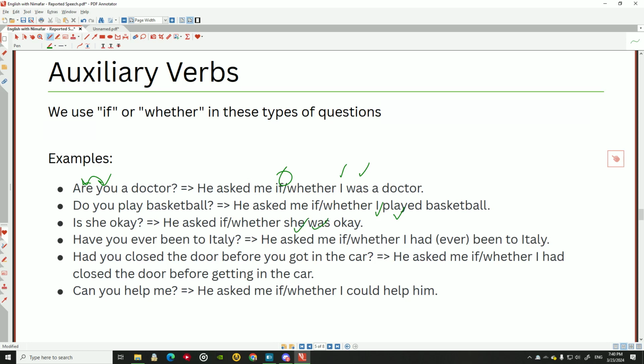Have you ever been to Italy? He asked me if I had ever been to Italy. Had you closed the door before you got in the car? He asked me if I had closed the door before getting in the car. And can you help me? He asked if I could help him.